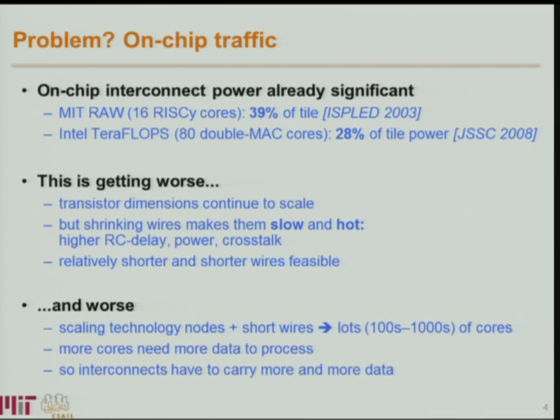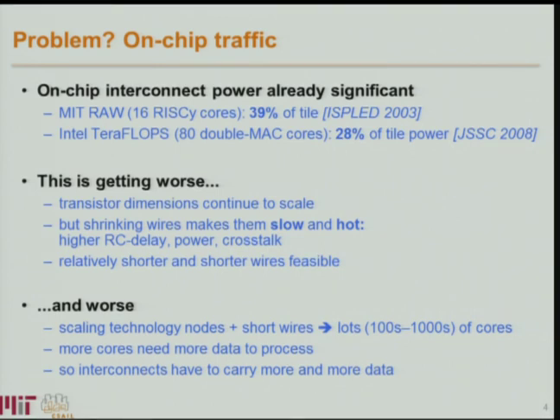With these multi-core designs that have lots of cores on them, the on-chip interconnect already dissipates significant power. For example, in the early 2000s MIT Raw chip, which had 16 simple RISC cores, already about 40% of the tile power was dissipated by the on-chip network. And in the Intel Teraflops chip, which has much bigger floating point cores, about 30% of the power goes to the on-chip network. And this is of course getting worse and worse.